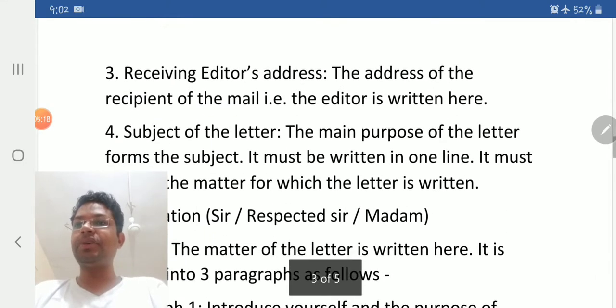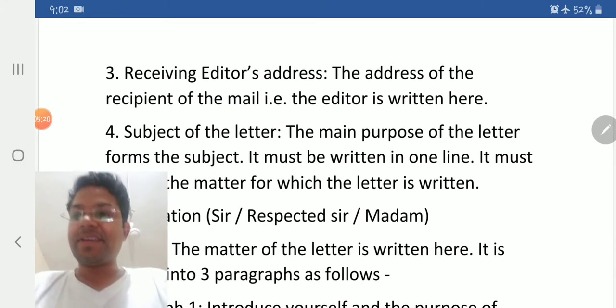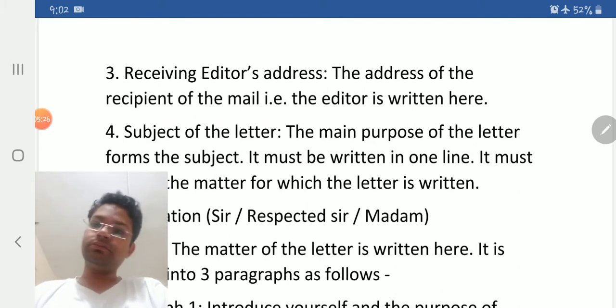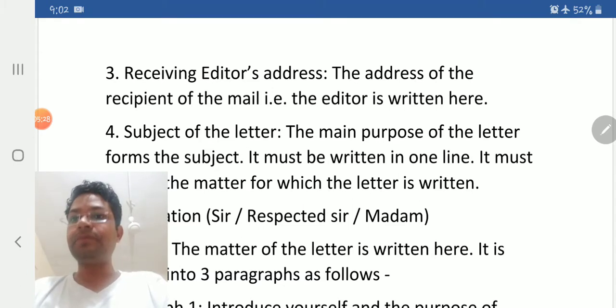Okay. Number 3, the receiving editor's address. Here you will write the address of the receiver, and there you will write to the Editor, Times of India, and then the complete address.